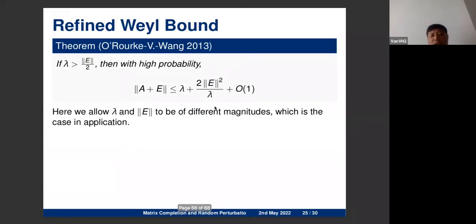And so the case we really care about is that the random perturbation is small compared to the signal matrix. That is the dominating case in reality. And that's good for us, because if the random perturbation is too big, then there's nothing to measure. So we assume that lambda is at least half of E.